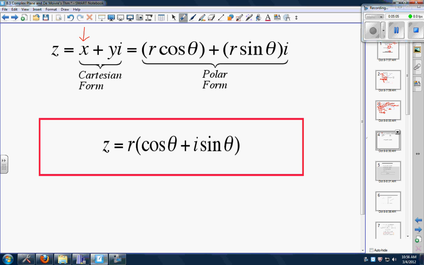All they did is say an x in polar is an r cosine theta, and we've done that for a couple days now. They say a y is the same thing as an r sine theta. And then you just add the i on there to make that guy complex. They factor the r out to write it a little simpler. And here's how you write a complex number in polar form: r times cosine theta plus i sine theta. Okay.